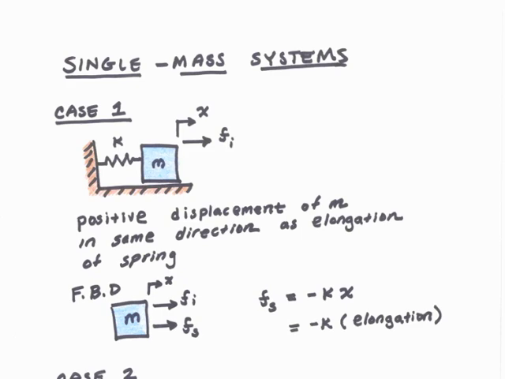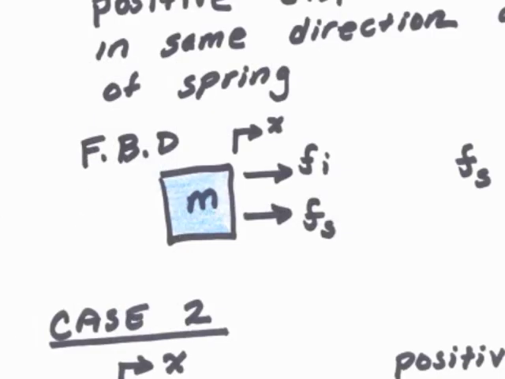We note that a positive displacement of the mass corresponding to motion toward the right corresponds to an elongation of the spring. Let's now look at the free body diagram for this case. Our free body diagram shows the mass, the direction of positive displacement x, the applied force F sub I, and the force from the spring F sub s. Note the arrow for F sub s is pointing toward the right.